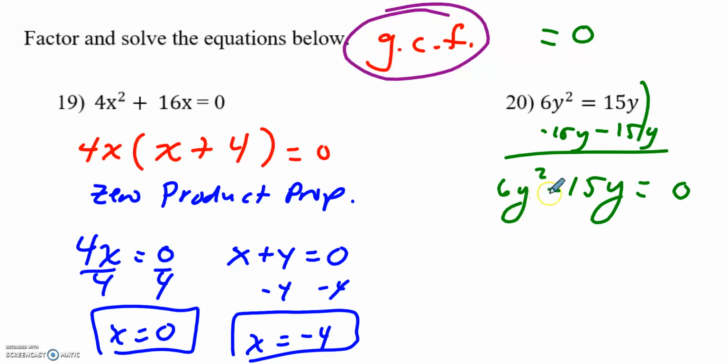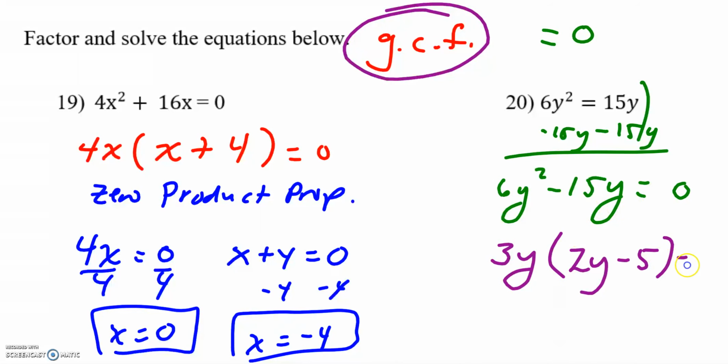If I look at 6 and 15, the biggest number I can take out is 3. If I look at y squared and y, I can take a y out. And if I do that, 3 out of 6 would be 2y. 3 out of 15 is minus 5. Y out of y is gone. So then that still equals 0.